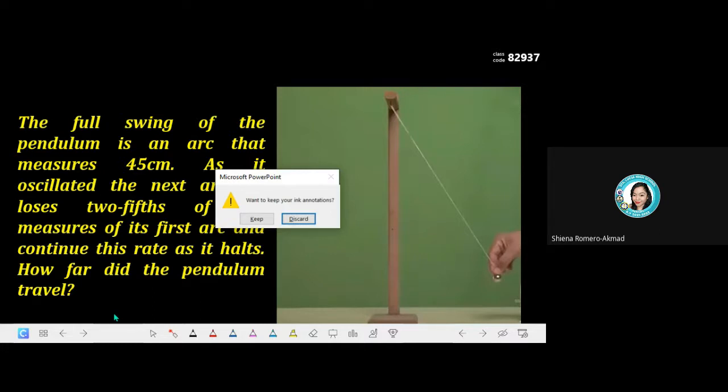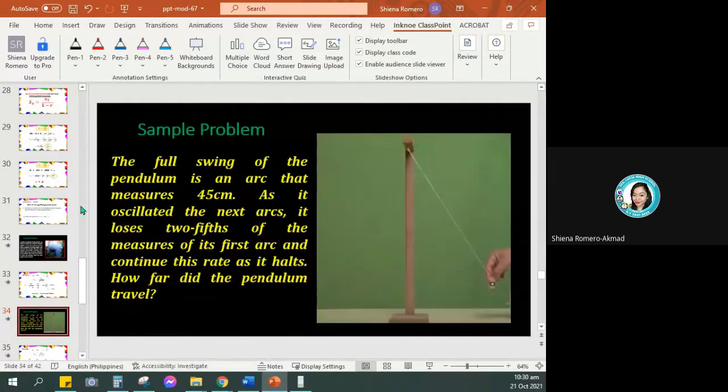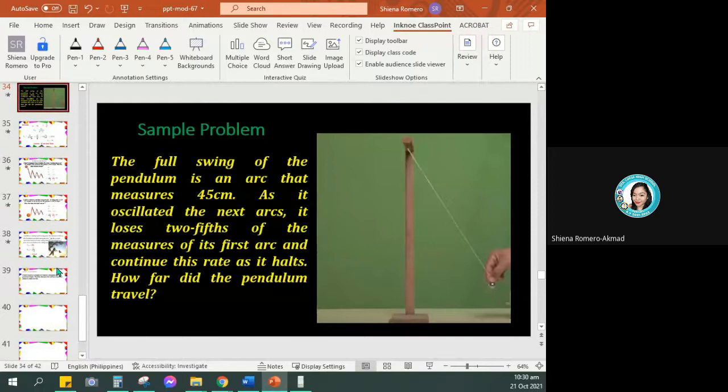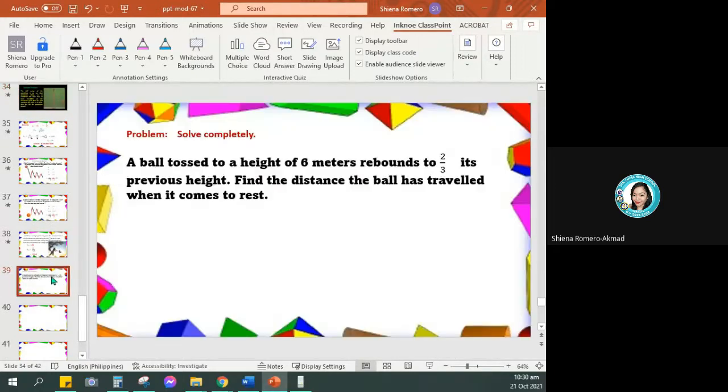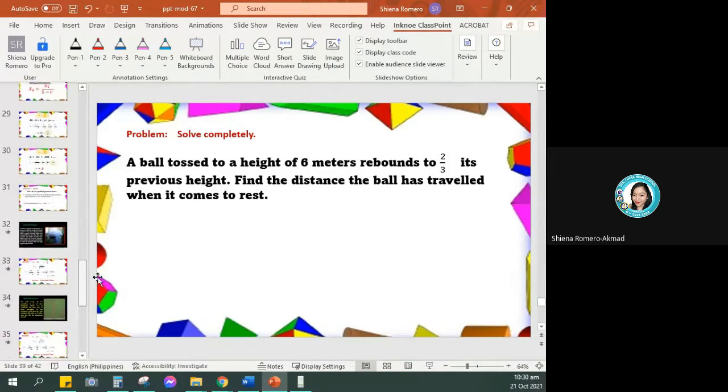What should I do? Should I keep this or discard? Discard na natin. Yeah. May kopya naman ako nito. Yung 32 hanggang 38. Send ko siya sa inyo as an example.